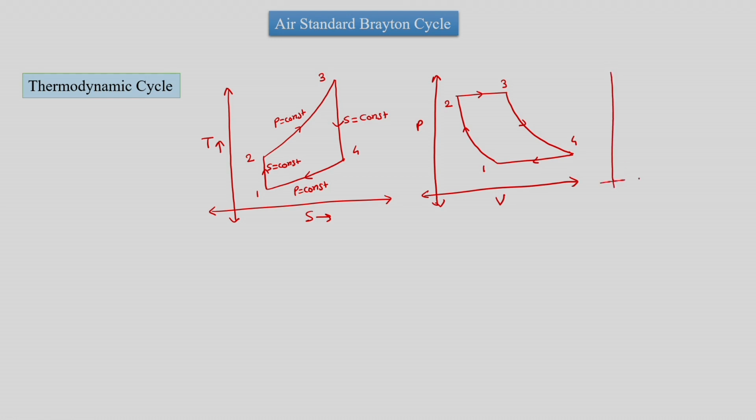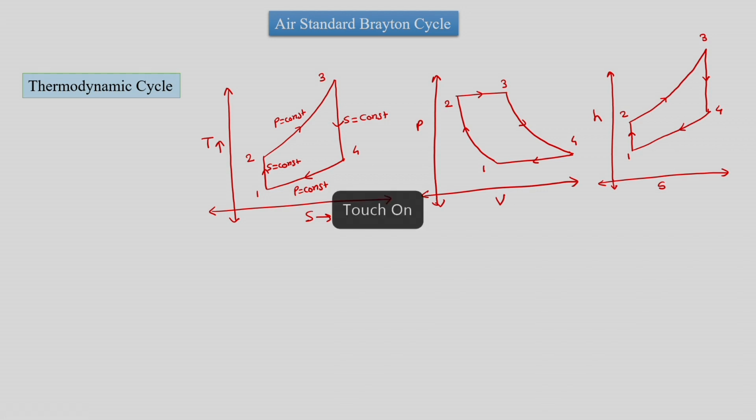Now let us plot the HS diagram for the Brayton cycle. The HS diagram is similar to the TS diagram, except the slope is different, so geometrically it will look similar. 1 to 2 is isentropic compression, 2 to 3 is constant pressure heat addition, 3 to 4 is isentropic expansion, and 4 to 1 is constant pressure heat rejection.